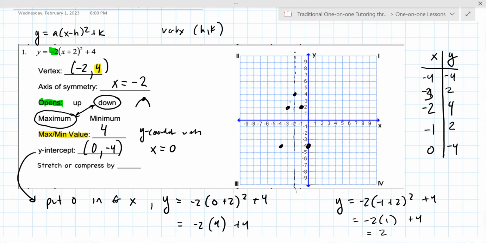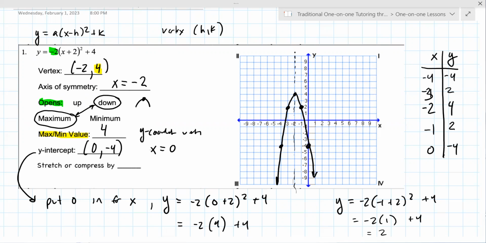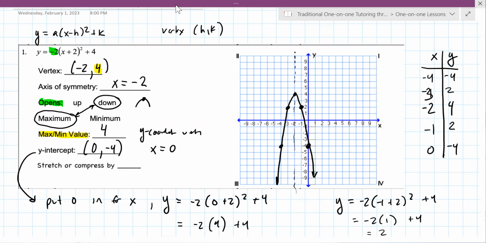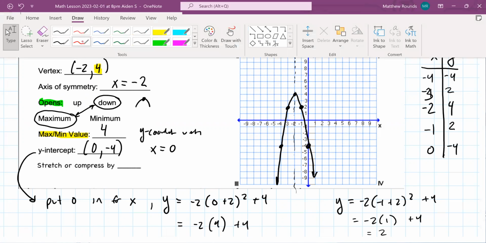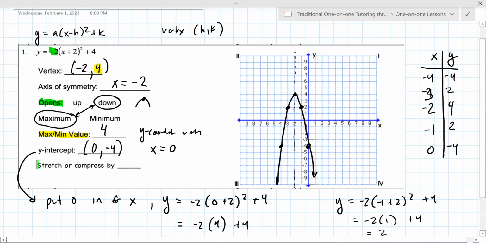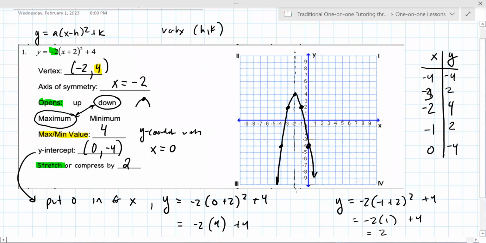All right. And now you have enough to be able to graph this thing. Now we did not do the stretch or compress. The stretch or compress also comes from the part in green. So this one is because the number in front, just the number without the sign, is bigger than 1, that's what it stretches by. Whatever the number is without the sign, that's what it stretches or compresses by.